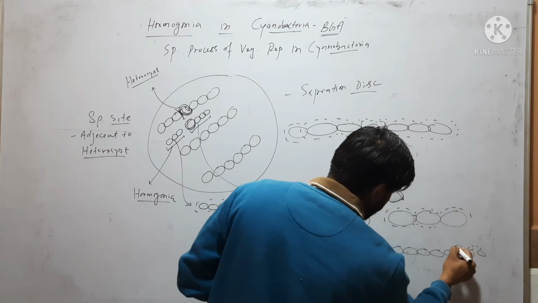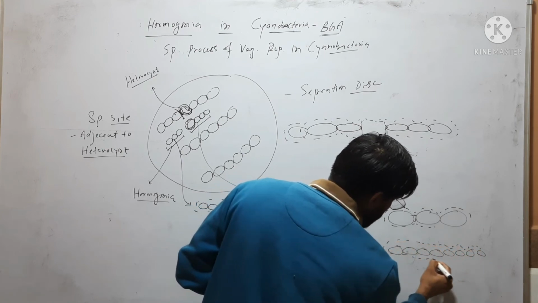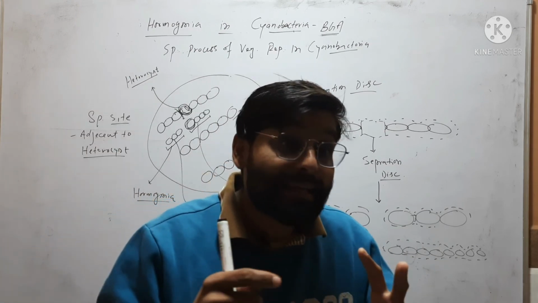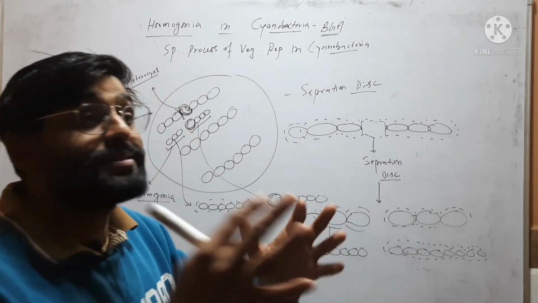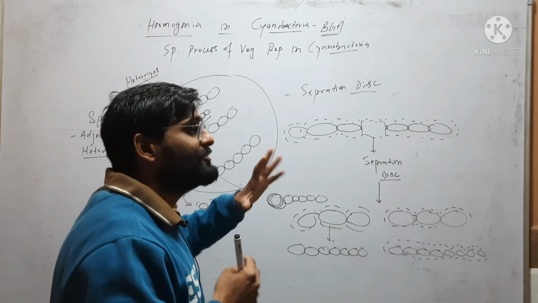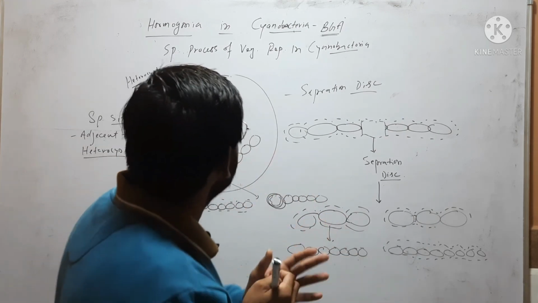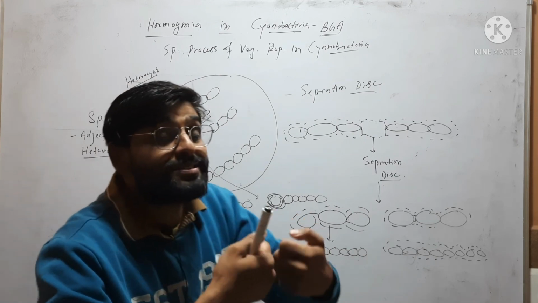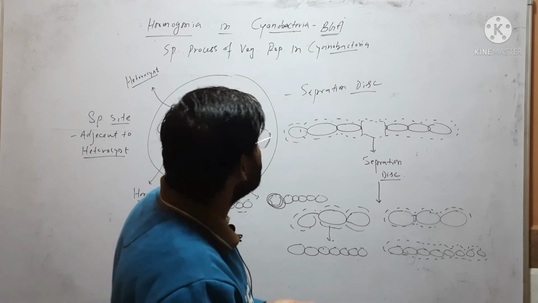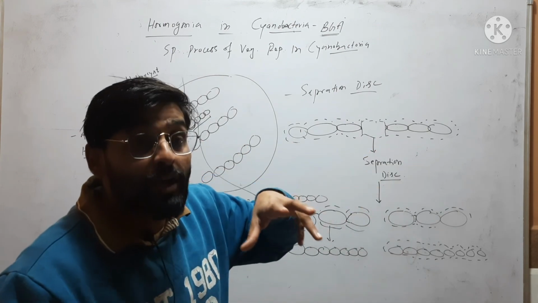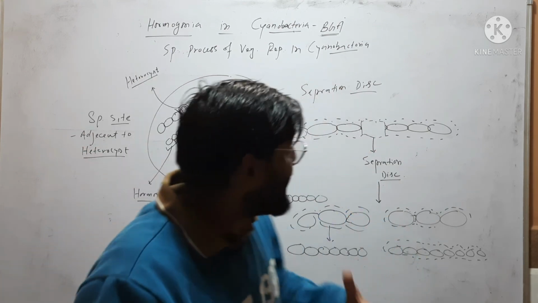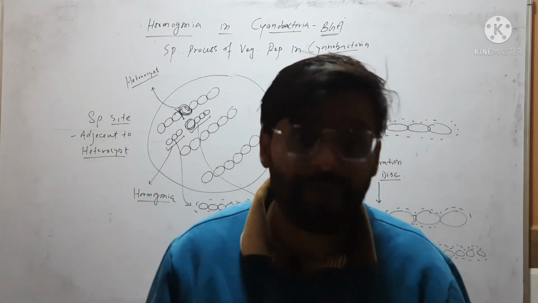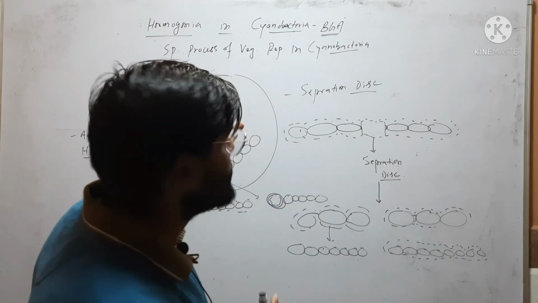So Hormogonia is a special type of vegetative reproduction in which fragmentation occurs at a specific site. It may be in the vicinity of heterocyst, because heterocyst formation just weakens the adjacent wall, and it may be at the separation disc, which is formed due to the death of an adjacent cell. So a gap is created, and from this gap the fragment will separate. So this is Hormogonia in cyanobacteria.